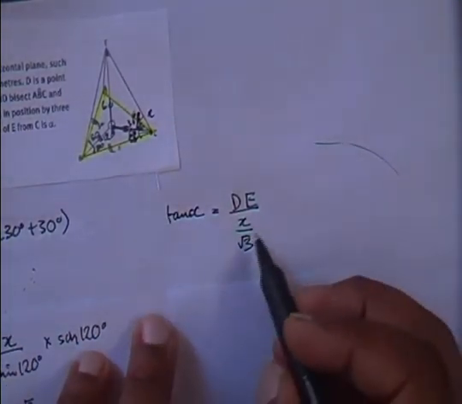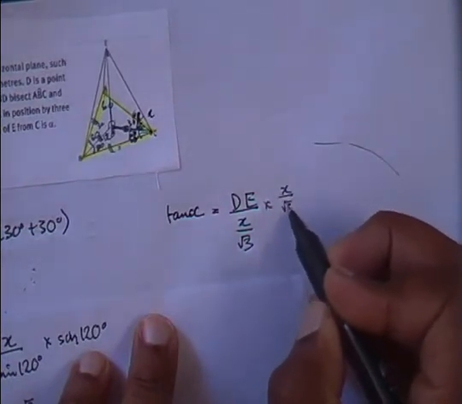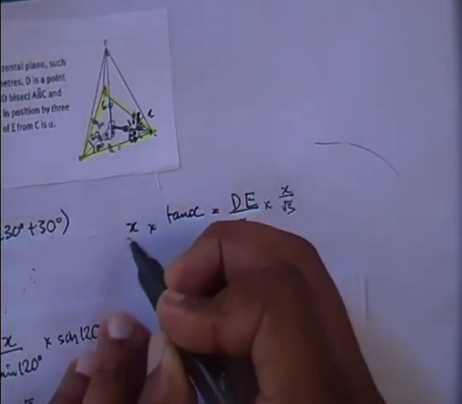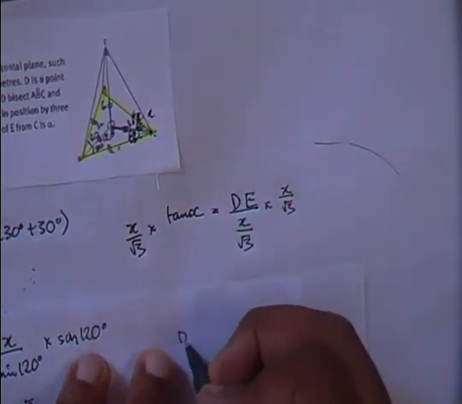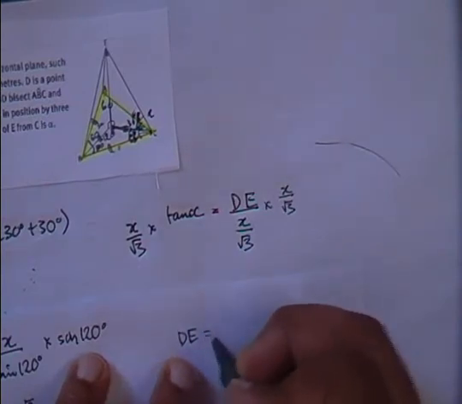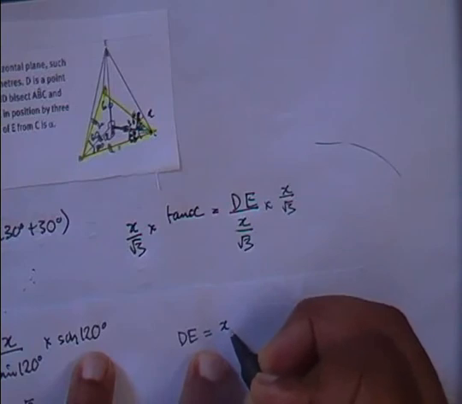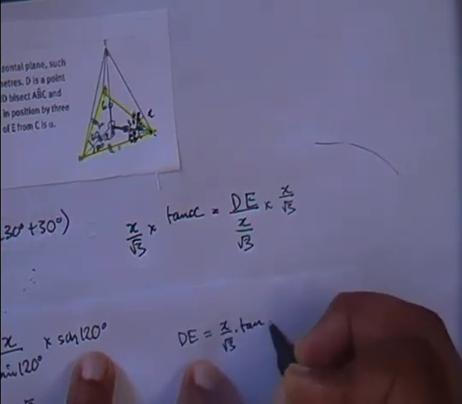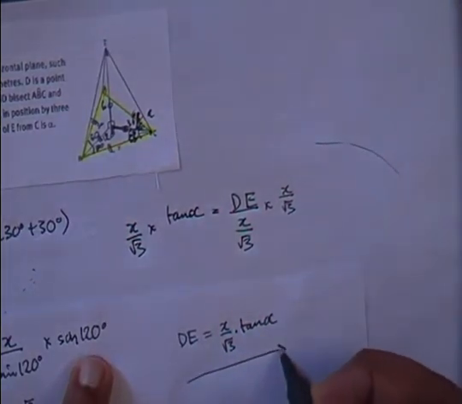Alright, so now we're just going to cross multiply the x over square root 3 both sides, so that DE becomes equal to x over square root 3 times tan of alpha. And then that is how we prove that.